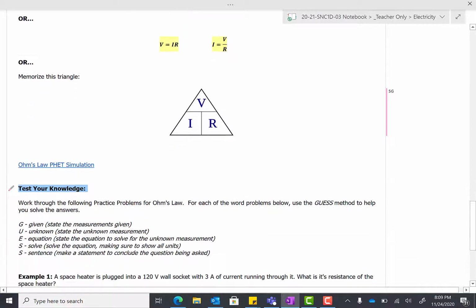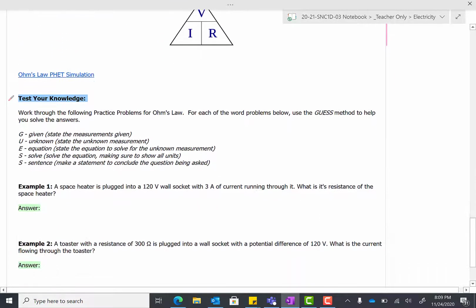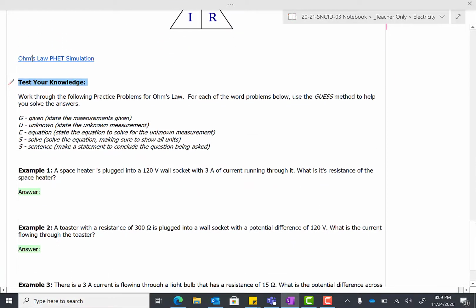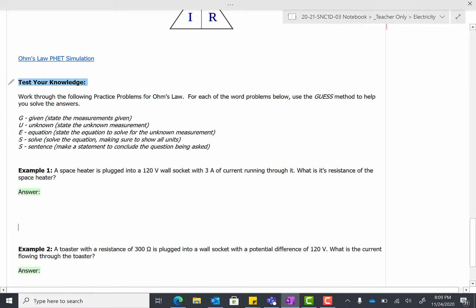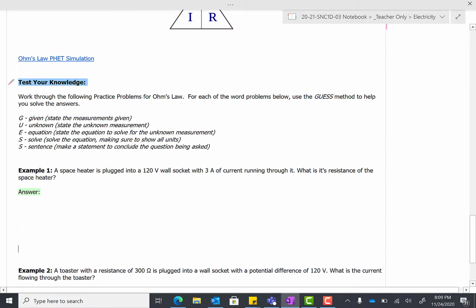Okay, so let's get into some sample calculations using those formulas. Again, I would like you to use GUESS method as you work through these answers, just to make sure that you're showing all your steps, including your units as you go through. So example 1 says a space heater is plugged into a 120 volt wall socket with 3 amps of current running through it. What is the resistance of the space heater?